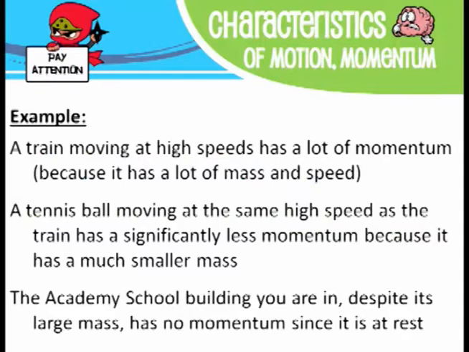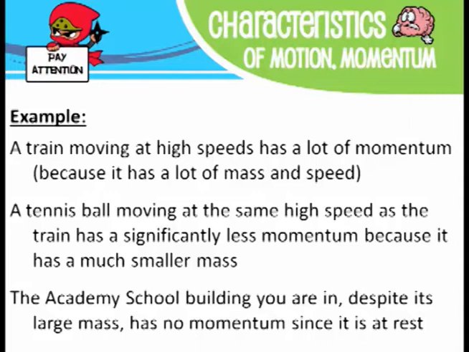Alright, so here are some examples of objects with momentum. A train moving at high speeds has a lot of momentum because it has a lot of mass and a lot of speed. That's why you don't want to get hit by a train. A tennis ball moving at the same speed as a train has significantly less momentum because it has a much smaller mass. A tennis ball is pretty much filled with air, right?